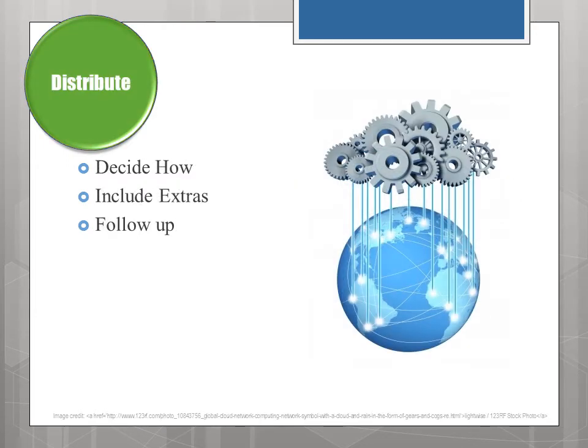The 5th and final step of the PSA is to distribute the document to the audience. This may mean uploading it to the internet, emailing it, or even providing an actual paper document. Make sure that all supplemental information and attachments are included. And don't forget to follow up with your audience to make sure it was received and to answer questions or provide additional information.